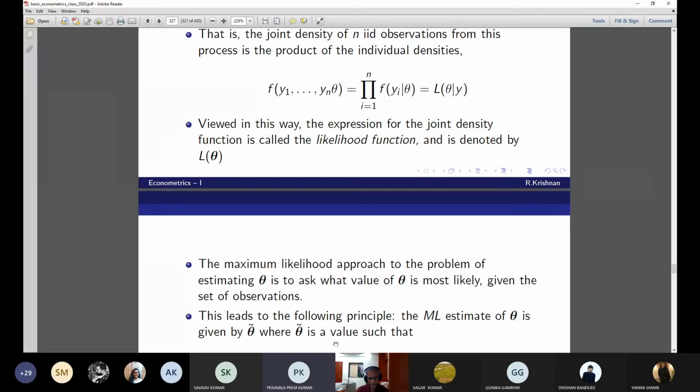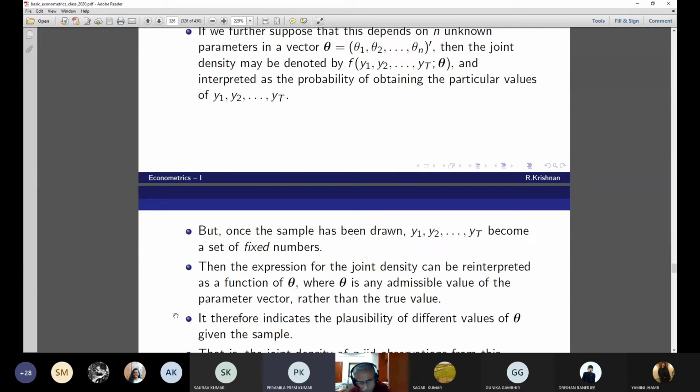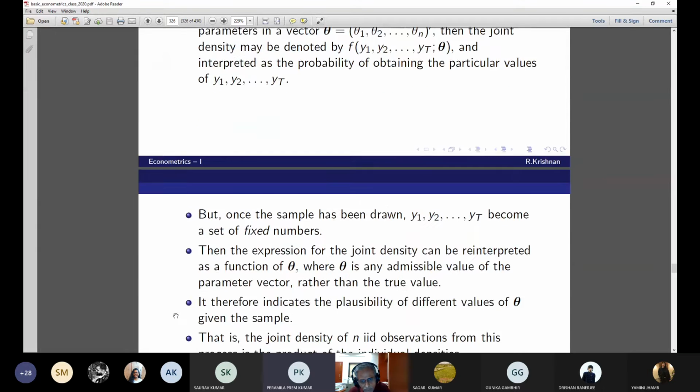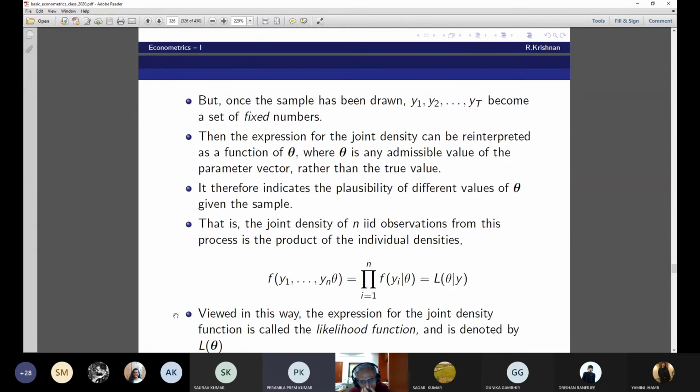Do you have an example where, for a single sample, we get multiple thetas for which likelihood is maximized? Multiple theta? What do you mean by that? Single sample, multiple theta? I don't understand the question. Can you go a slide before? This one? Yeah, it indicates the plausibility of different values of theta given the sample.